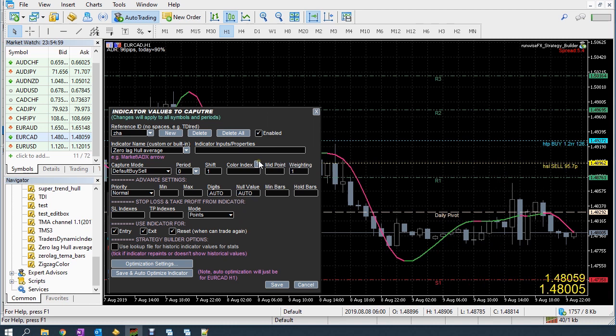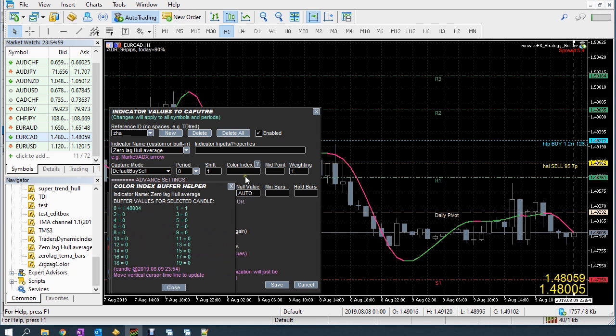Again, you're going to need our colour index helper. I've filled in the indicator name and everything, just so you don't have to watch me type. Let's put the helper on so we can see we've got our cursor. When we're in the red zone, we can see the price that it's at, and then index 1 is giving us the colour. So 1 is going to be red, and then green is 2.